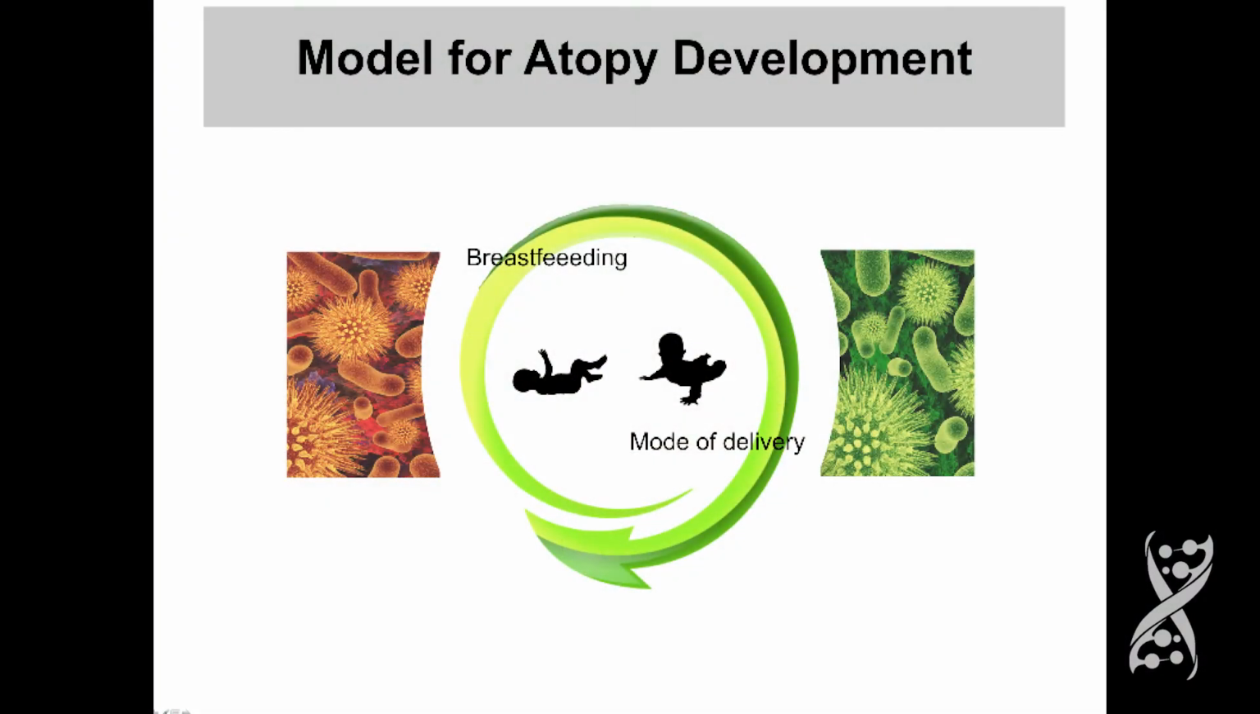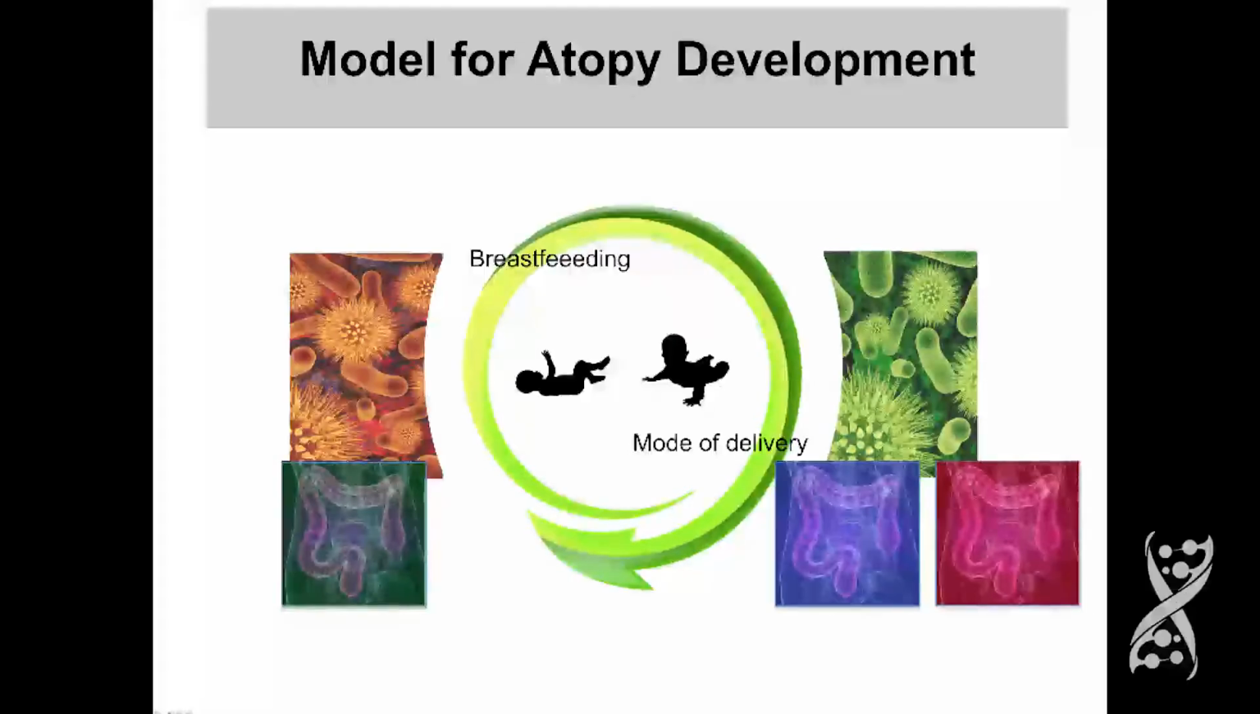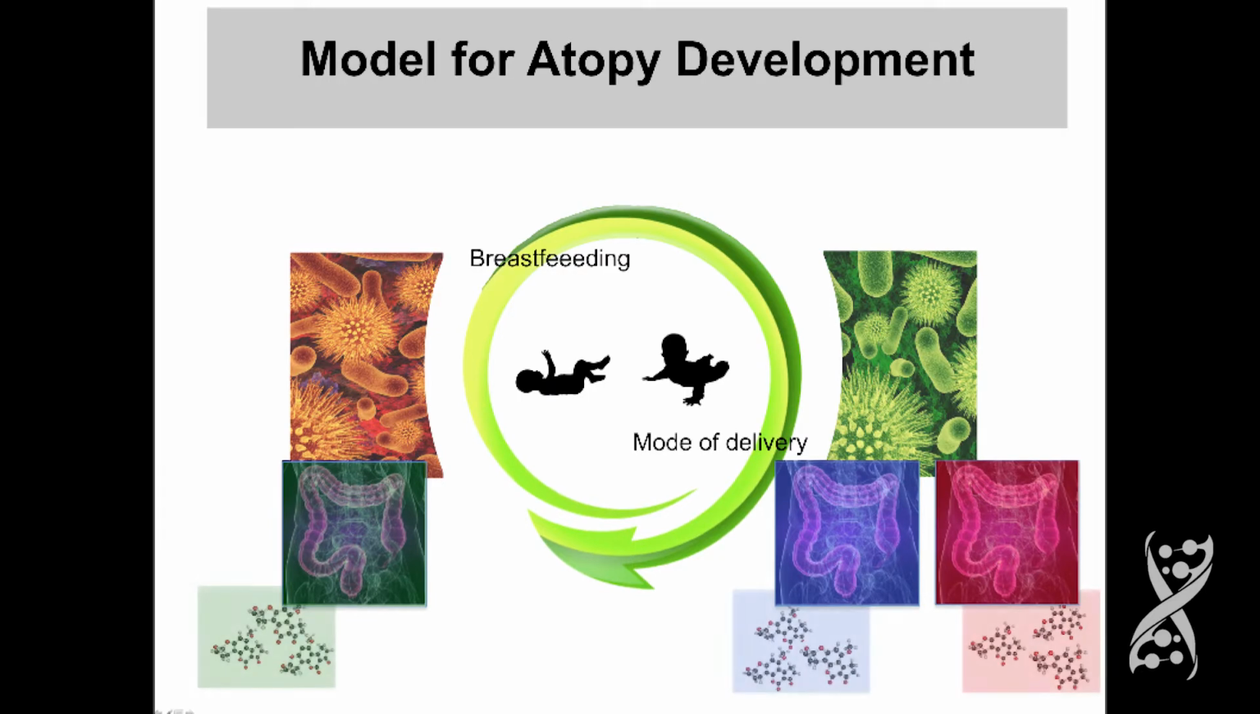And so our current developing model for atopy development is that the gut microbiome is influenced by factors such as breastfeeding and mode of delivery, which are associated with distinct community compositions in very early life. That this leads to shaping distinct enterotypes in children in the very formative weeks of life. And that these distinct microbial enterotypes are functionally distinct and are metabolically very different from one another.